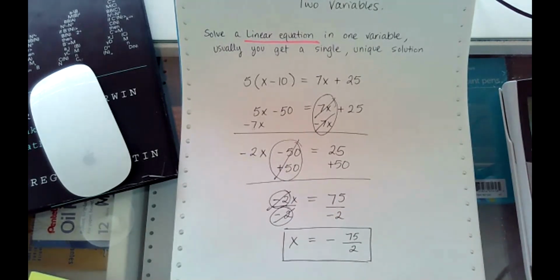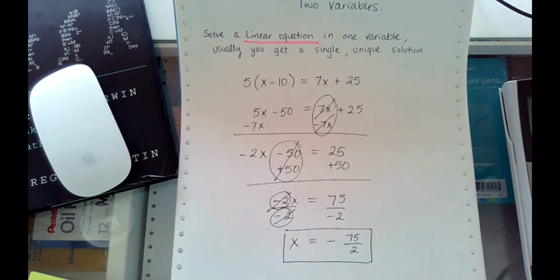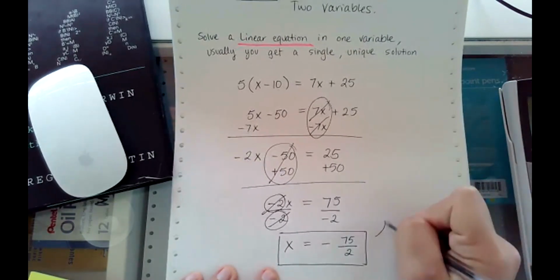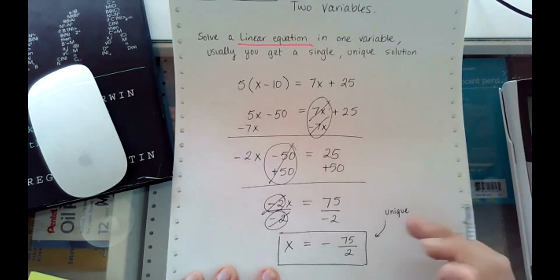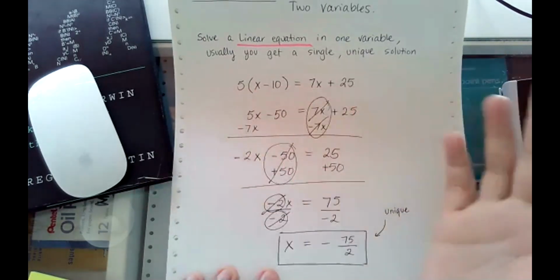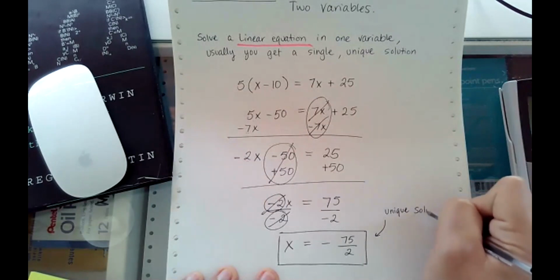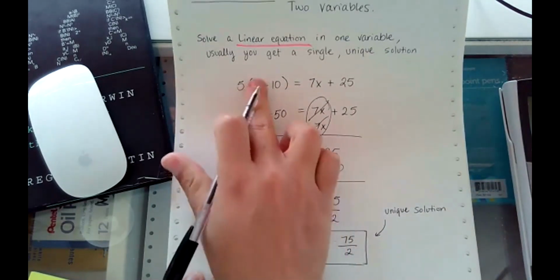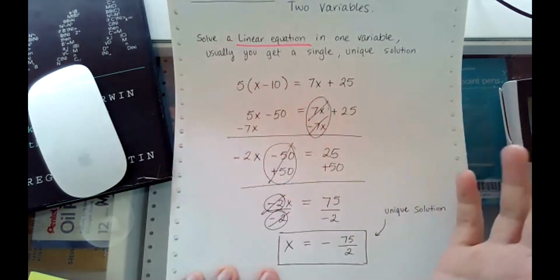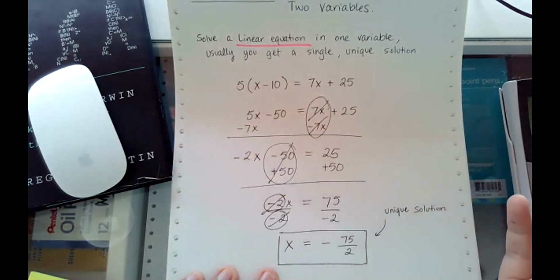Does anybody have any questions about that processing? Went a little bit faster this time. Well, what I'm trying to point out here is that this guy is the unique solution. And when I say unique, I mean that this statement that we started out with, this equation, only has a single number for the solution. If I were to plug this back into the equation, I would get a true statement, something like 0 equals 0.